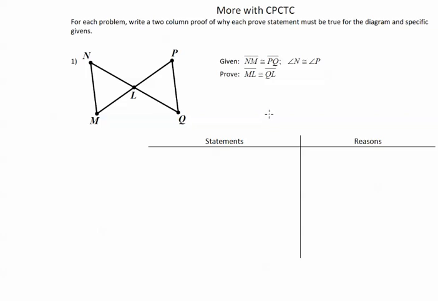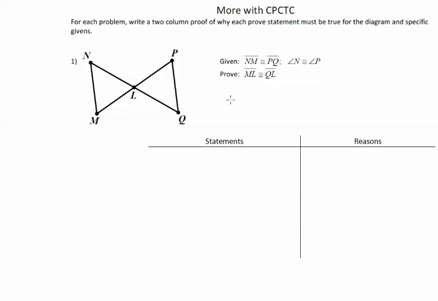Alright, so this will be the first proof that we're doing with corresponding parts of congruent triangles are congruent. Now that we understand that this is a true statement, we can use this CPCTC to prove that two segments are congruent in two different triangles. And we can also use it to prove two angles are congruent in two different triangles. In this case, it's two segments. To do that, though, we have to first prove two triangles are congruent.